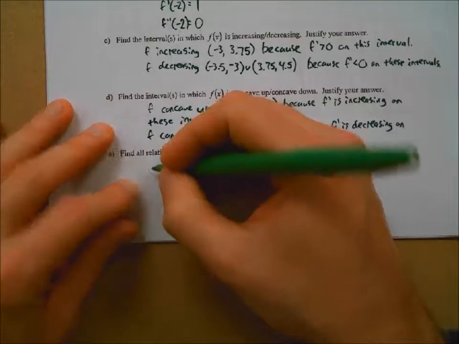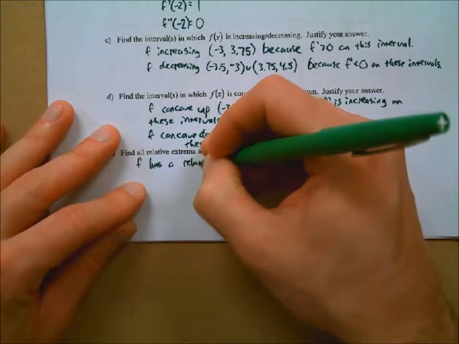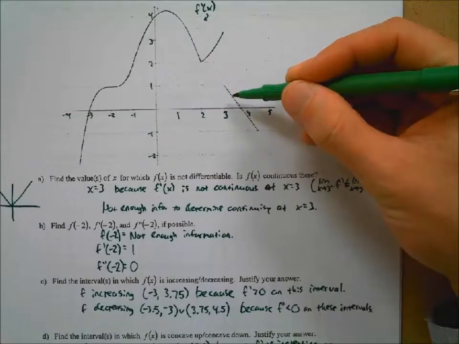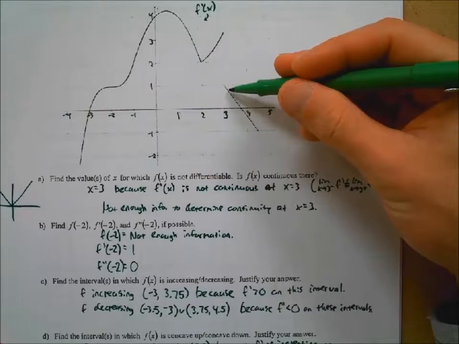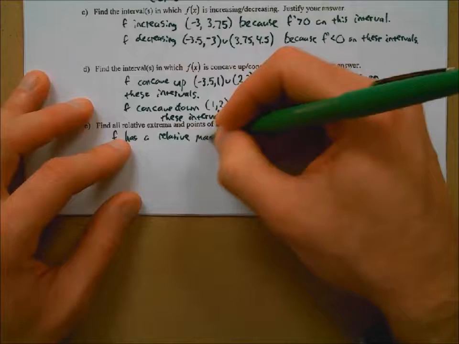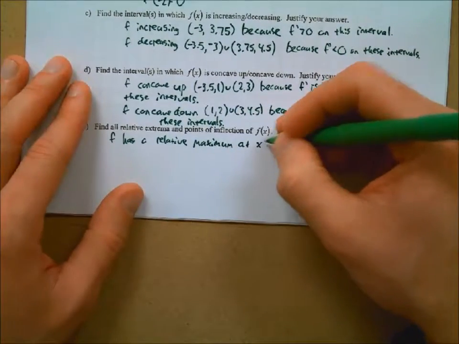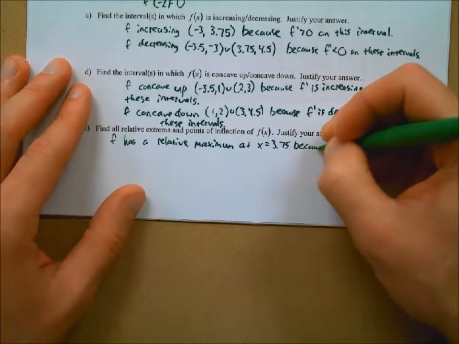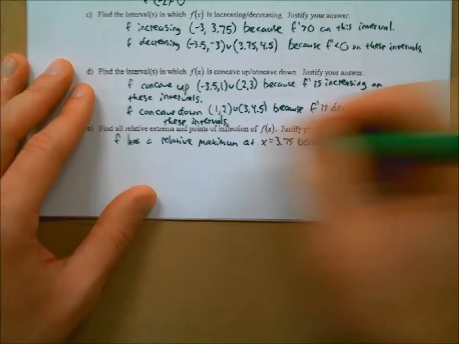So f has a relative, what kind of relative extrema would that be? If f prime is changing from positive to negative, f will be changing from increasing to decreasing: relative maximum. And again, we'll say that's about 3.75, because f prime changes from positive to negative at that point.